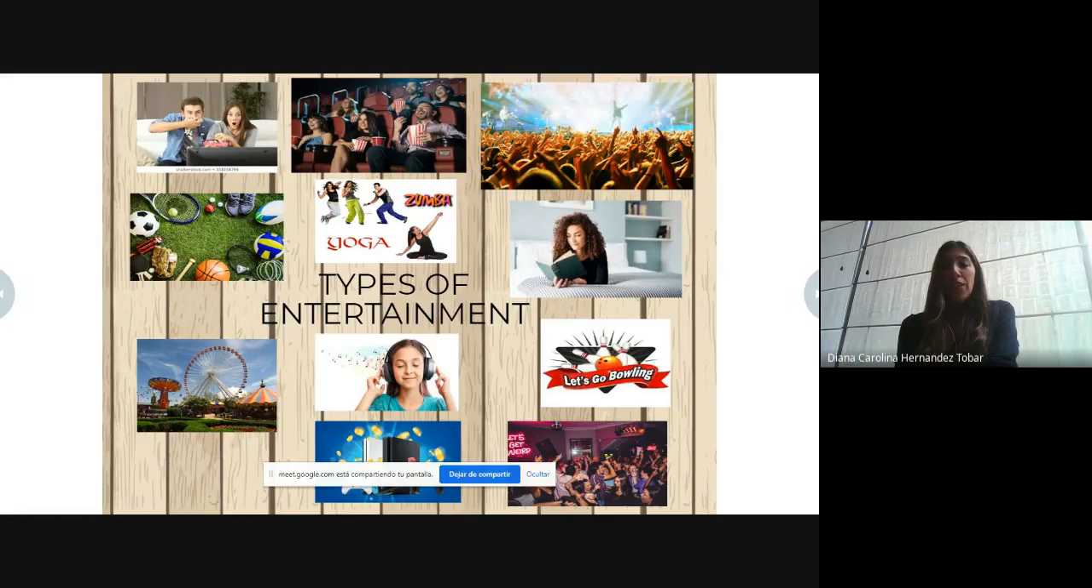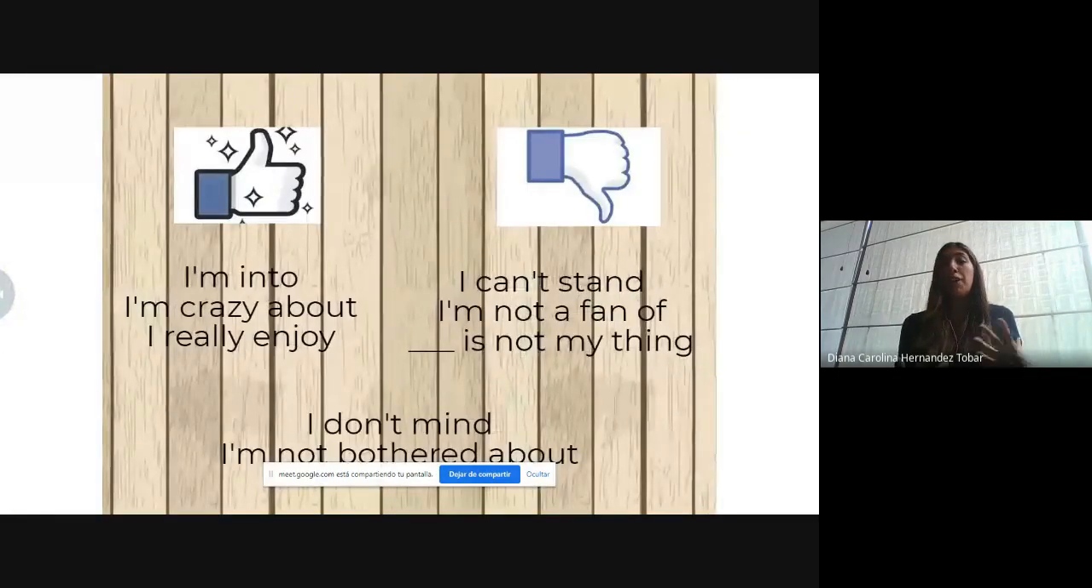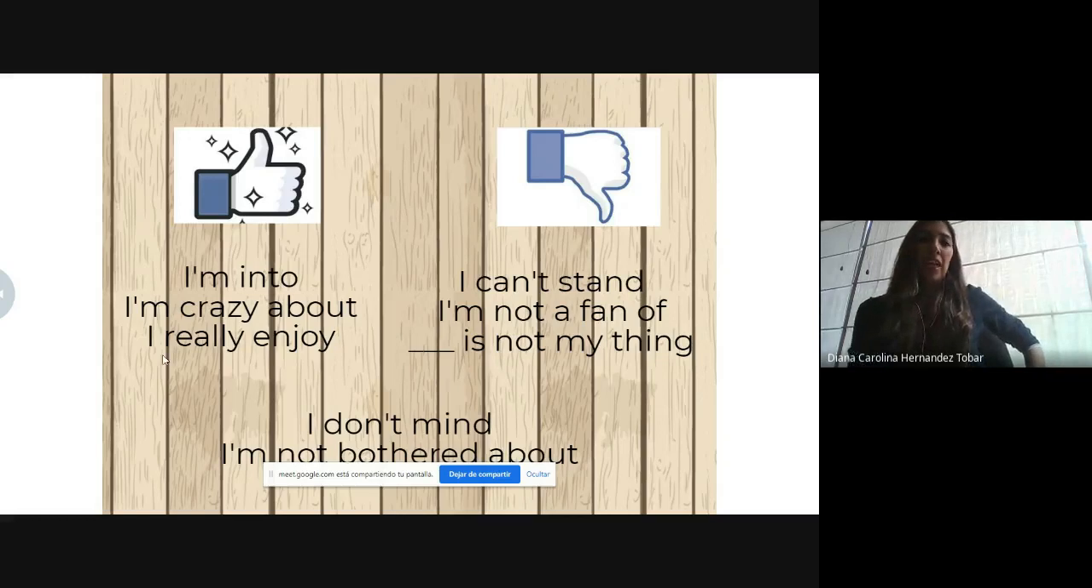All right. So now we have different types of phrases or expressions that you can use when talking about likes and dislikes of these types of entertainment. Okay? So if you really like that activity, you can use these expressions. I'm into, I'm crazy about, or I really enjoy. So, well, I think that you have heard I really enjoy. That's very common. But the new ones for you, maybe, are I'm crazy about and I'm into.